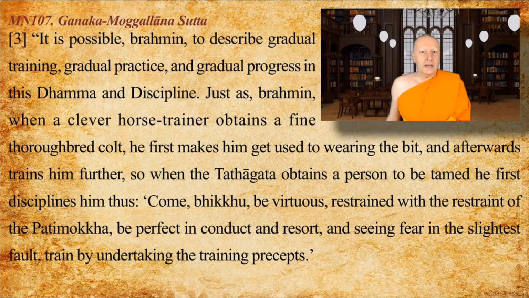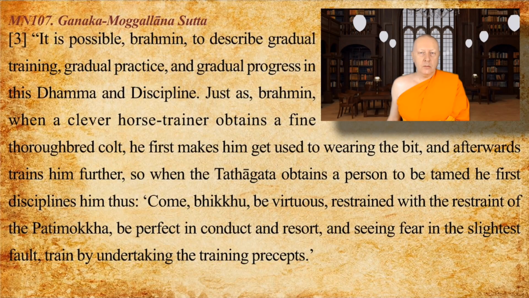So in starting to explain the system to Gaṇaka-Moggallāna, the Buddha uses the metaphor initially of the training of a wild horse. So what we see in paragraph 3 is, "It is possible, Brahmin, to describe gradual training, gradual practice, and gradual progress in this Dhamma and discipline. Just as, Brahmin, when a clever horse trainer obtains a fine thoroughbred colt, he first gets him used to wearing the bit, and afterwards trains him further."